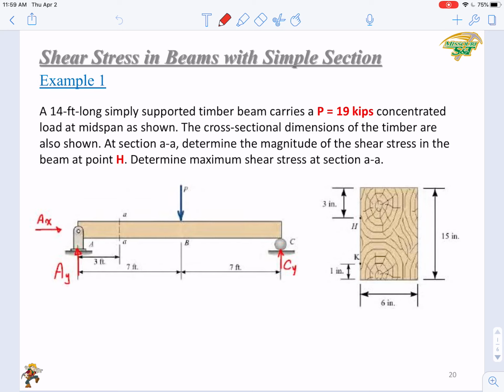Example 1: a long, simply supported timber beam carries a concentrated load P at the mid-span, that is 19 kips. The cross-sectional dimensions have been shown here. Okay, at section AA, we cut it from here. At section AA, determine the magnitude of shear stress in the beam at point H. Point H is here. Then determine the maximum shear stress at section AA.